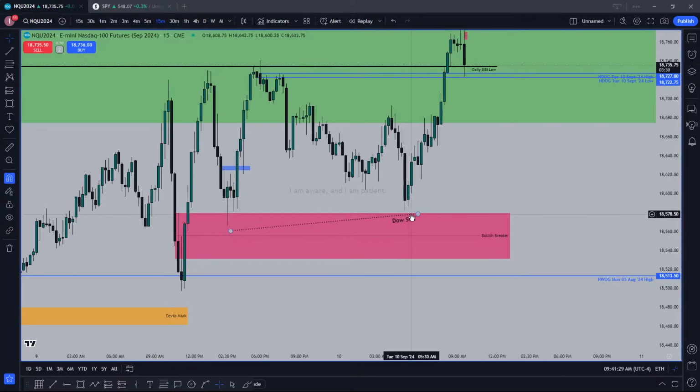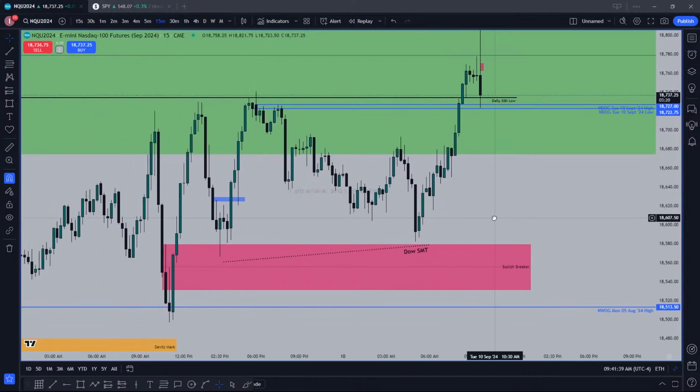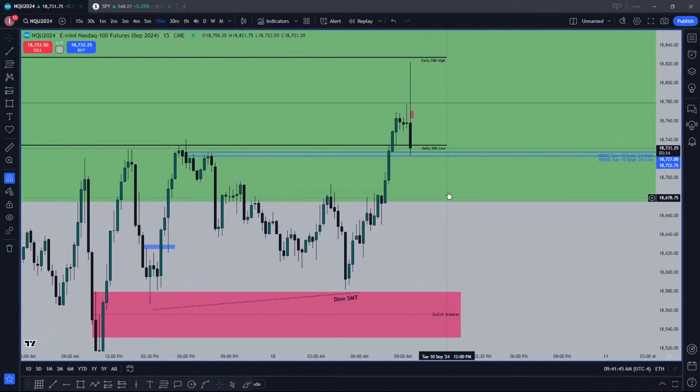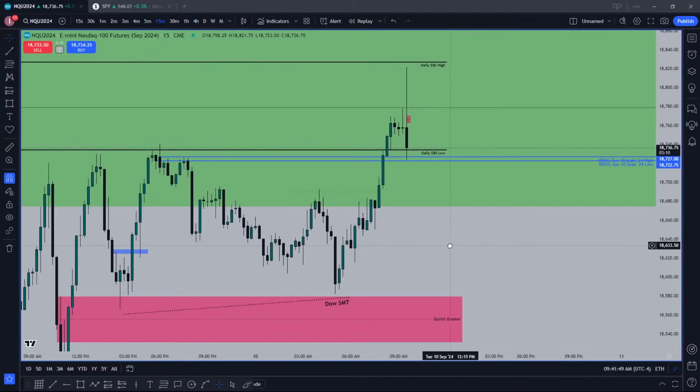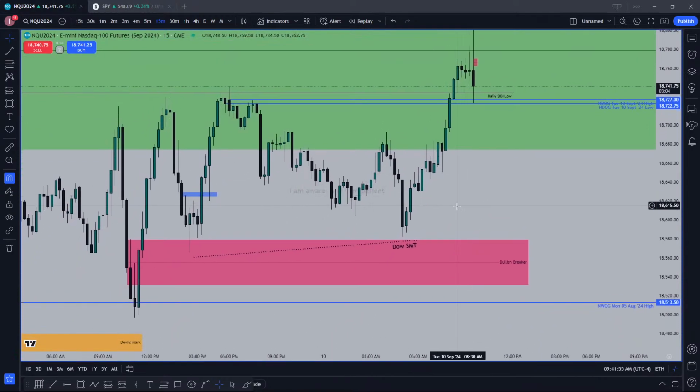Price failed to go back into the breaker and had an SMT with the Dow, where the Dow briefly took this low and started to move higher. So the previous high here that we were mentioning right now is being met, and we are inside of the daily CB, and this whole wick here is 9:30, and we'll get more into that.